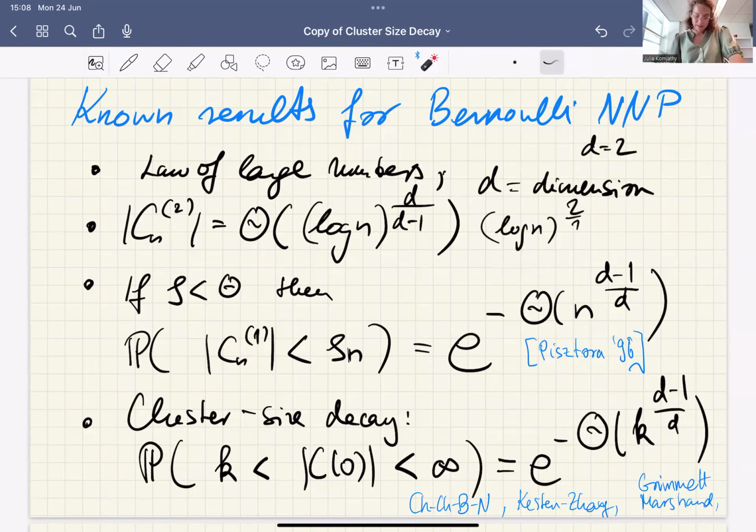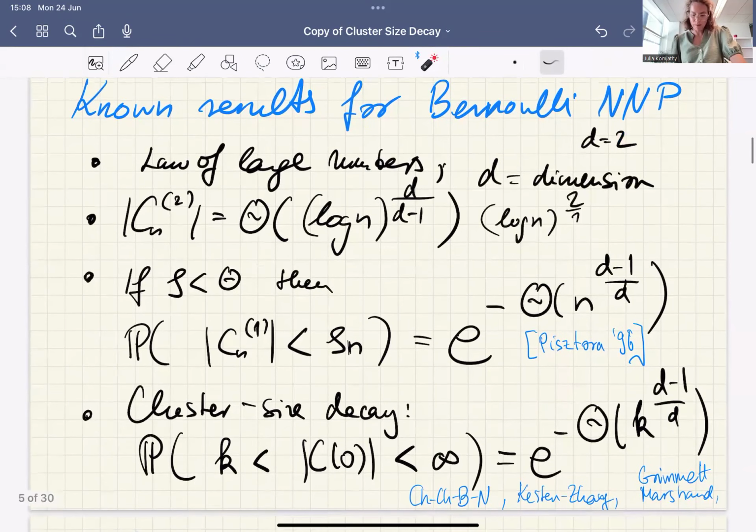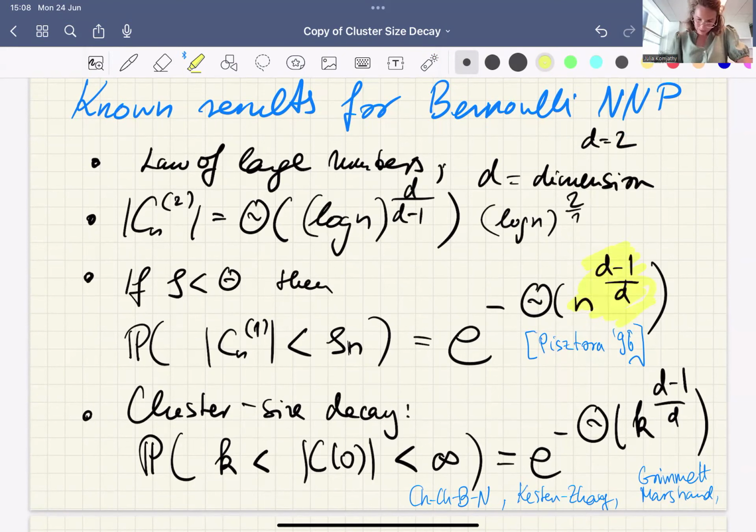It's also known that if you ask what is the probability that the giant is too small, so less than rho times n for some rho which is less than theta, you get a decay. The probability of that is e to the minus some constant times n to the (d minus 1) over d. And I will put in an exclamation mark because this is a little bit confusing.